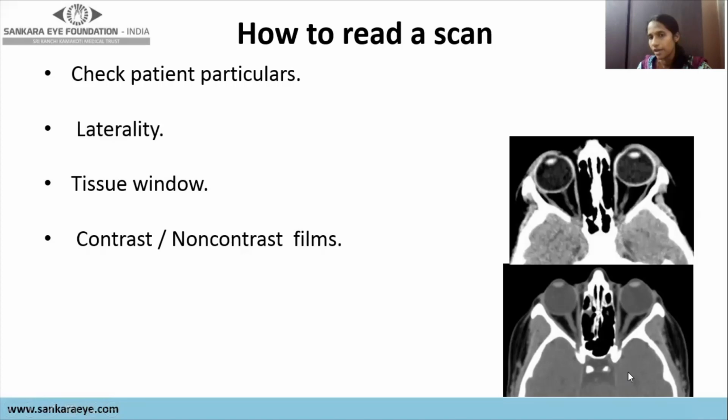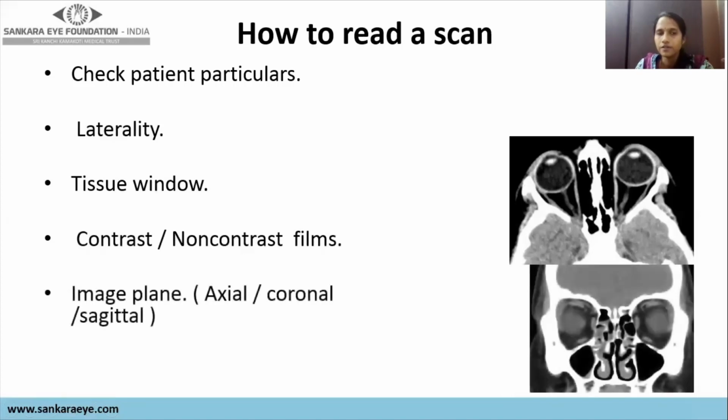When you see this image, the sclera, the muscle and the gray matter, that is the brain tissue, are grayish, whereas here they are bright. So this is a contrast film and this is a non-contrast film. Once you have identified the films with contrast and non-contrast, move on to the image plane. Identify whether it is an axial, coronal, or sagittal section.